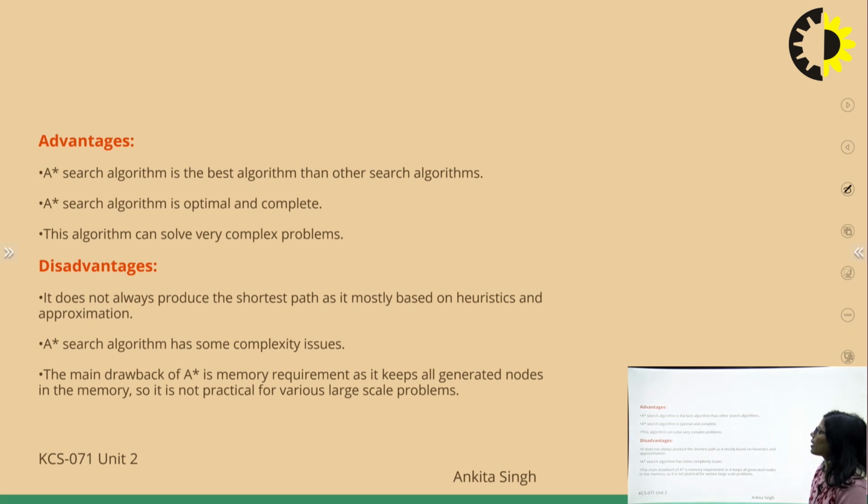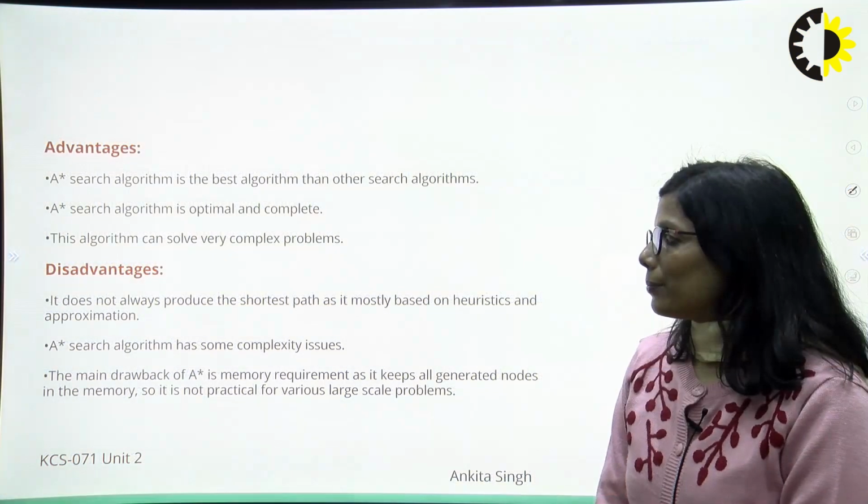Advantages: A star algorithm is a better algorithm than other such algorithms. It is optimal and complete, and it can solve various complex problems. Disadvantage is that it does not always produce the shortest path, as it is mostly based on heuristics and approximation. The disadvantage of every heuristic based algorithm is that it is highly dependent on the heuristic. So if the heuristic values are not properly chosen, we won't be able to get the desired result.